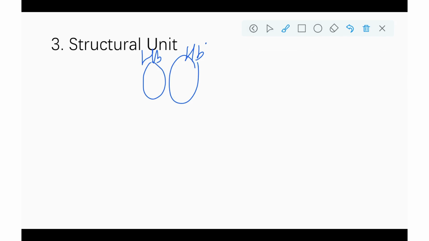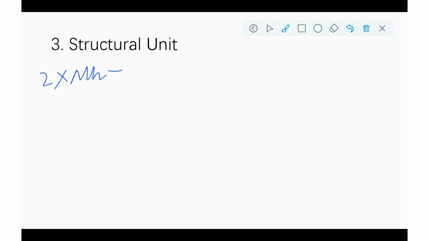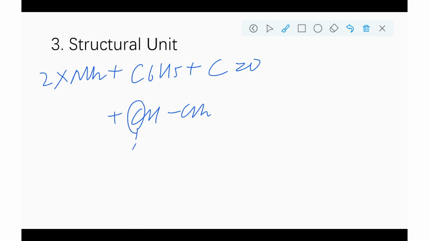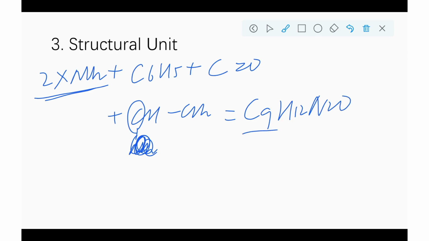So now we add up our structural units and see if it matches our formula. So we have 2 amine groups, an aromatic ring, a carbonyl group, and CH and CH2. This carbon also has an amine group connected to it, but we've already counted the amine group here, so we can't double count it. So it all adds up to C9H12N2O, which is exactly the same as our formula. So we've found all the structural units.